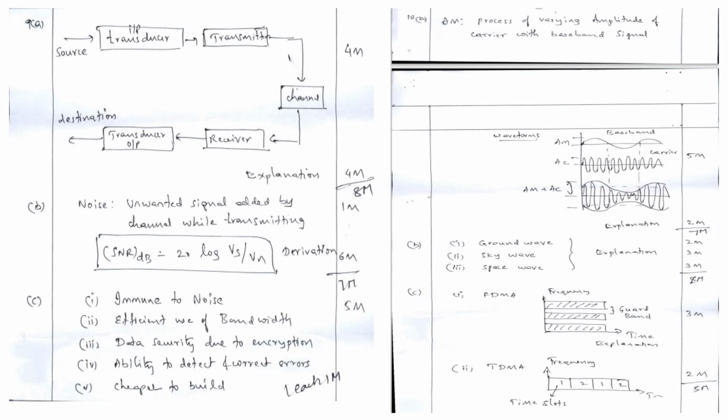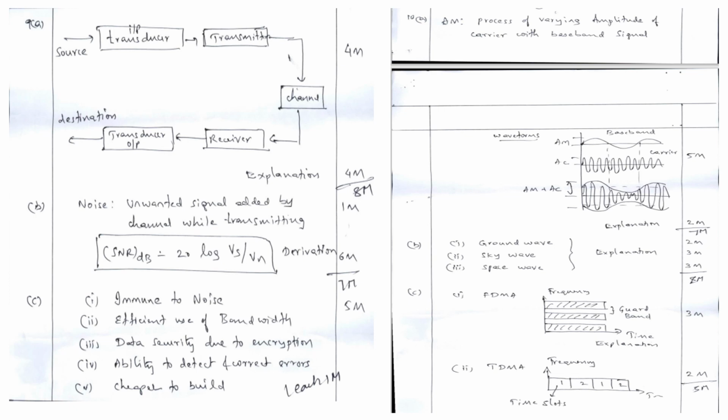And you will be telling what is signal to noise ratio and the expression for signal to noise ratio, 20 log Vs by Vn. So how it is derived, that derivation carries 6 marks. And what is signal to noise ratio, when you determine that, is 1 mark, so totally it is 7 marks. And when you explain points like immune to noise, efficient about the bandwidth, data security, ability to detect the errors, cheaper to build, all these points when you list them down and explain in detail, then it carries 5 marks.